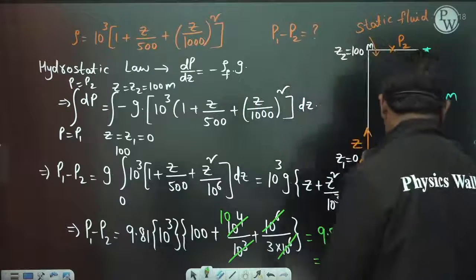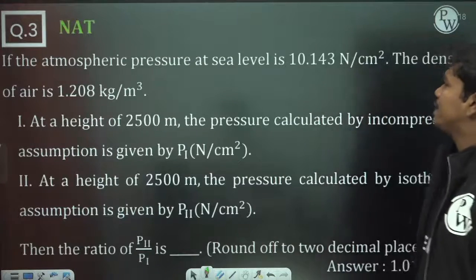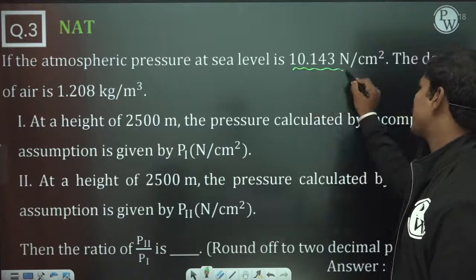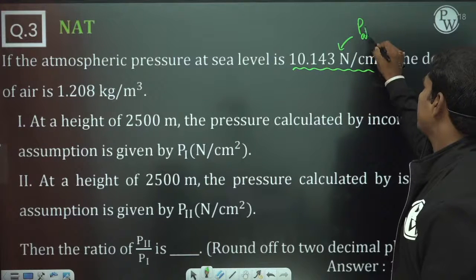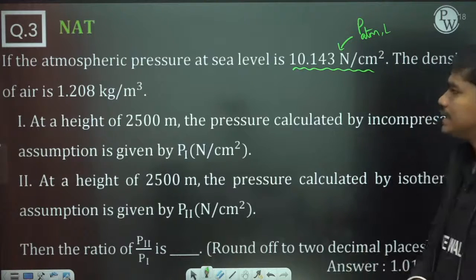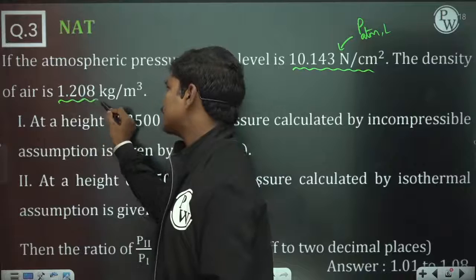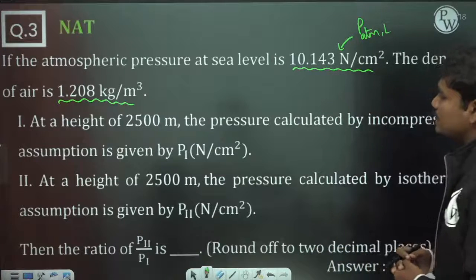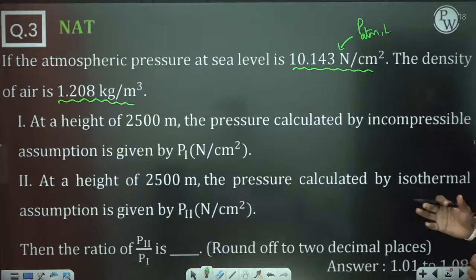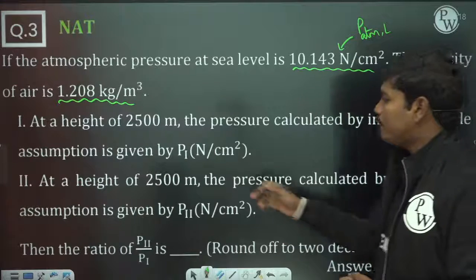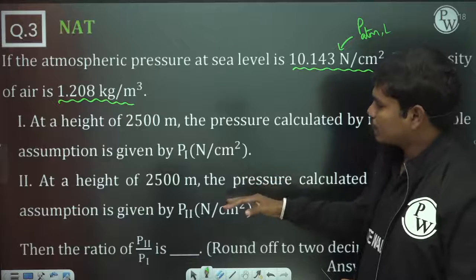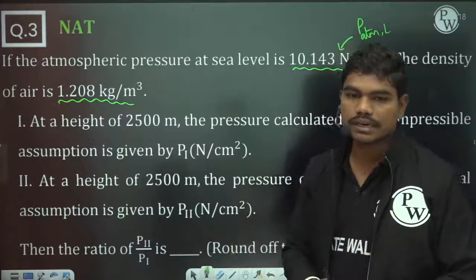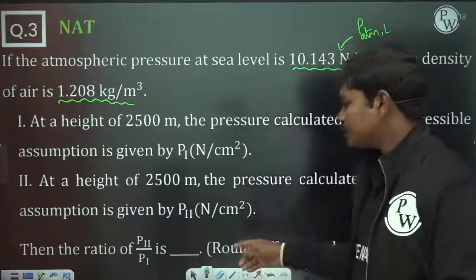So let us go for the next question. If the atmospheric pressure at sea level is 10.143 Newton per centimeter square, this is the local atmospheric pressure, P atm. Then the density of air is 1.208 kg per meter cube. Now at a height of 2500 meters from sea level, the pressure calculated by the incompressible assumption is P1 Newton per centimeter square. At the same height, the pressure calculated by the isothermal assumption is P2 in Newton per centimeter square again. In that case, what is the ratio of P2 by P1?